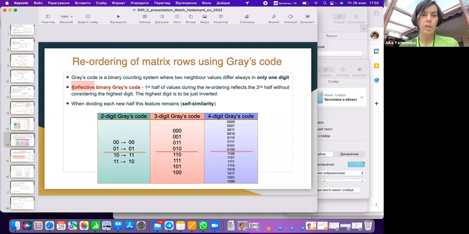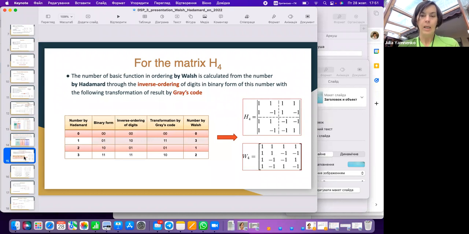Here is the same explanation in text. In reflective binary Gray code, the first half of the values, during the reordering, reflects the second half without considering the highest digit. And the highest digit is just inverted. So it was zeros in the upper half and it became ones in the lower half. So it's like a feature of self-similarity or self-reflection. That is why it is called reflective binary Gray code. Okay, and we can try to apply this rule to the Hadamard matrix with dimension 4 by 4, of order 4.